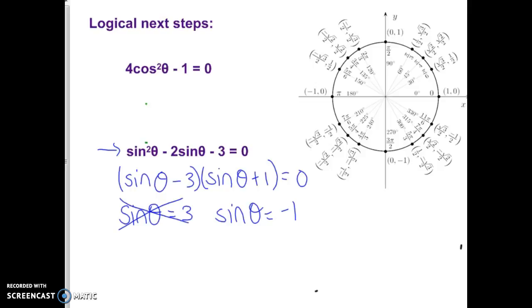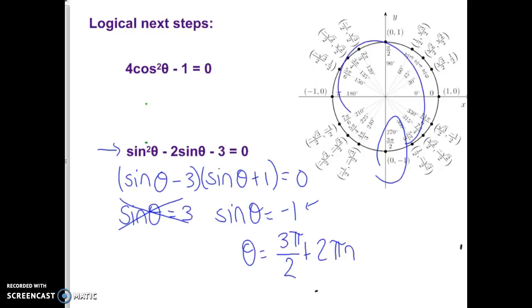Sine of theta can never equal 3, so I will not have an answer from that factor. I can, however, find when the sine of theta equals negative 1, and that would be here. So my answer would be theta equals 3 pi halves plus 2 pi n, since this is the only spot, and it repeats every full circle. Box my answers.